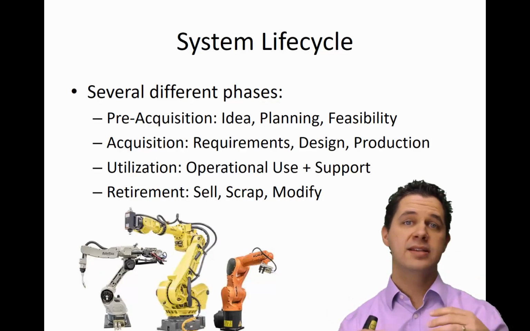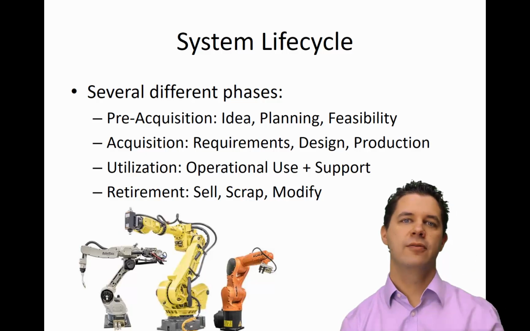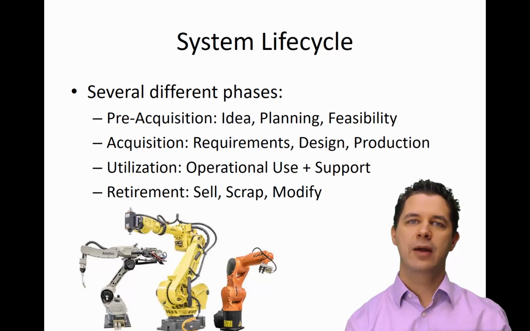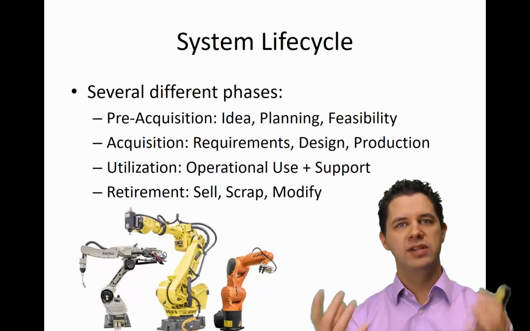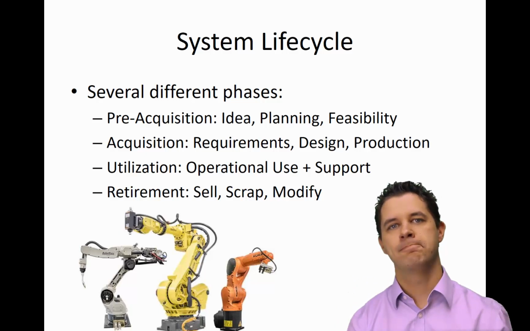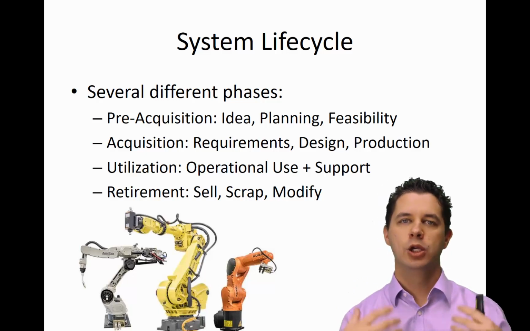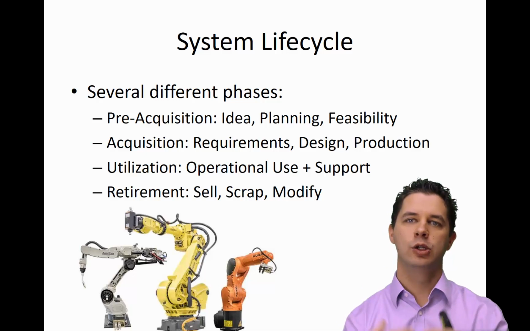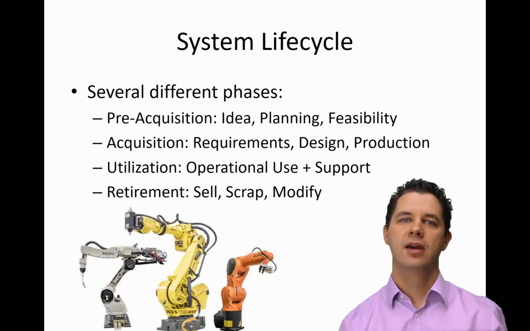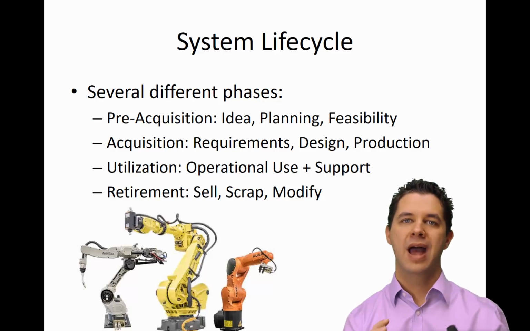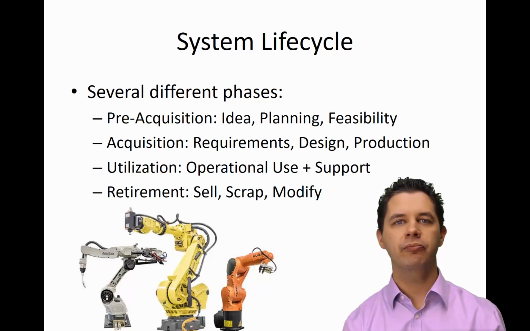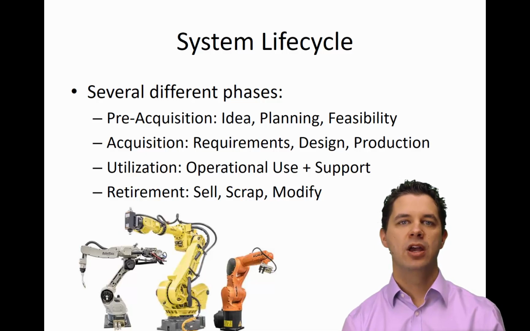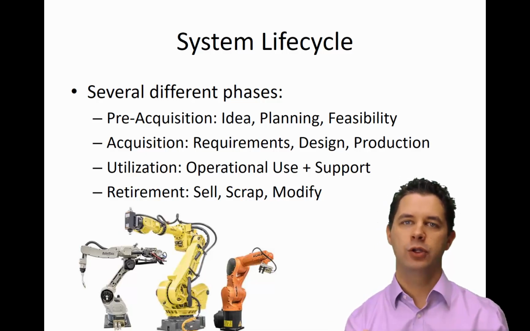Now, the first one is a system life cycle, and this goes through several different stages. We start off with pre-acquisition, so this is where someone in the business has a particular idea and starts planning, could we solve this particular problem, could we automate this procedure? Then comes the acquisition stage, where you're looking at detailed requirements, you're looking at design, you're looking at actually producing the system. Then there's the utilization stage, where you're looking at actually using it to perform its prescribed task and supporting it, regular maintenance and things like that. And retirement, of course, where you sell it, you scrap it, you modify it for a different use, whatever it may be.